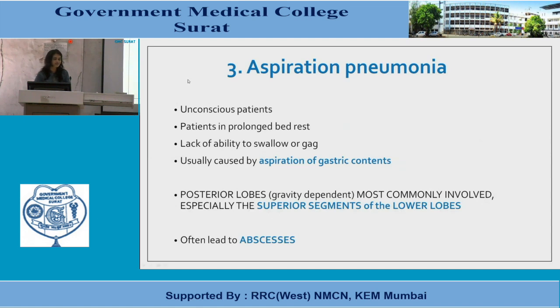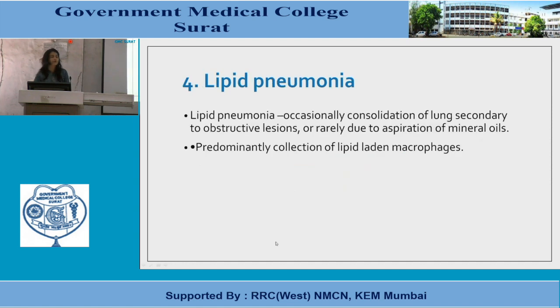Third is aspiration pneumonia, which usually occurs in unconscious patients or patients with prolonged bed rest. They lack the ability to swallow or a gag reflex. So usually aspiration of gastric contents will occur. The most commonly involved are the posterior lobes, most commonly the superior segment of the lower lobe, and it usually leads to abscess formation. Fourth is lipid pneumonia. It is occasionally caused by consolidation of lung because of obstructive lesions or rarely due to aspiration of mineral oils, and histologically it predominantly contains lipid-laden macrophages.